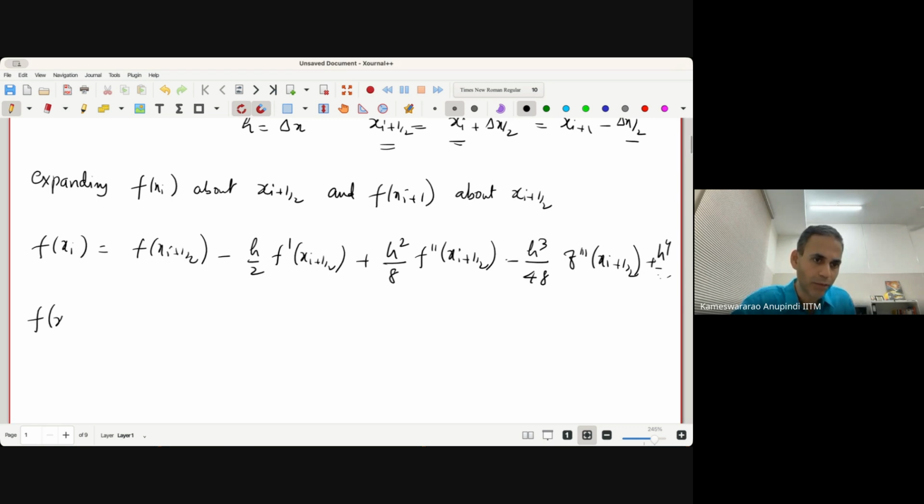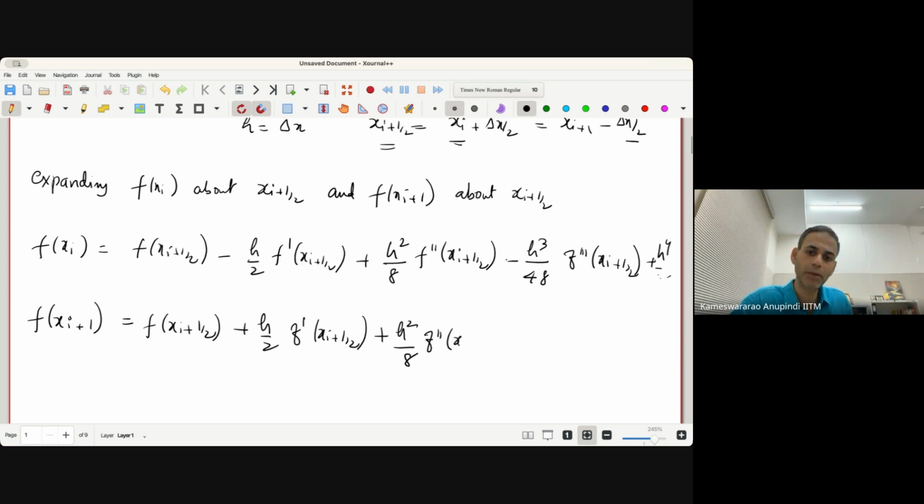Similarly, I want to expand f of xi plus 1 about f of xi plus half. This is going to be f of xi plus half. I'll go from f of xi plus half by adding h by 2 to reach f of xi plus 1. So this is going to be plus h by 2 f prime xi plus half plus h square by 8 f double prime xi plus half plus h cube by 48 f triple prime xi plus half and so on. Okay, that is what I have.